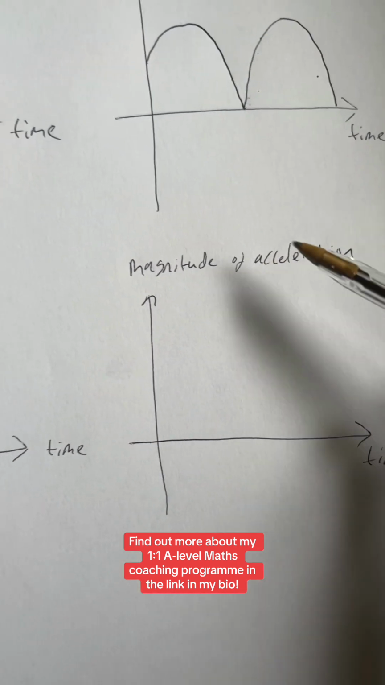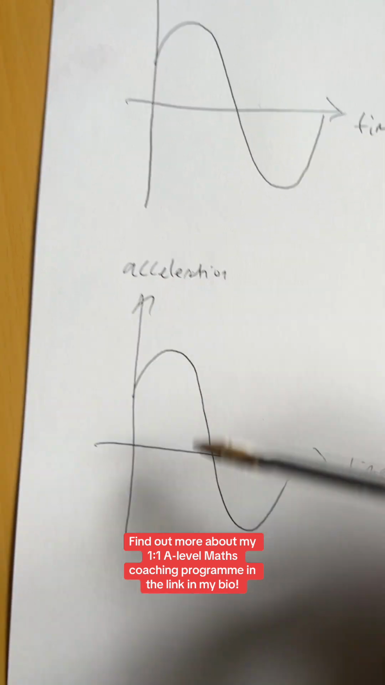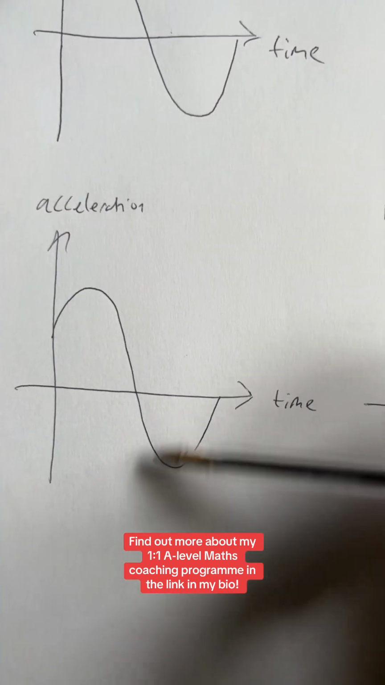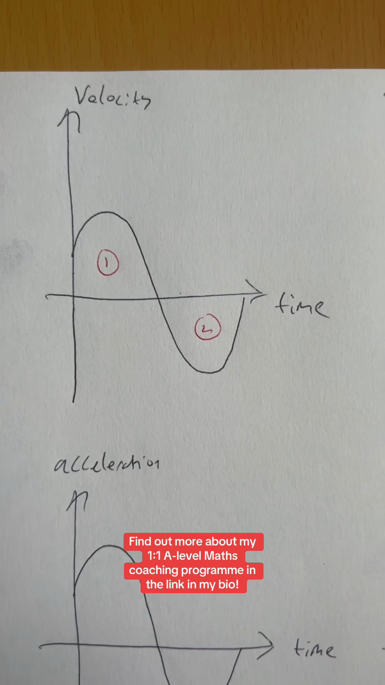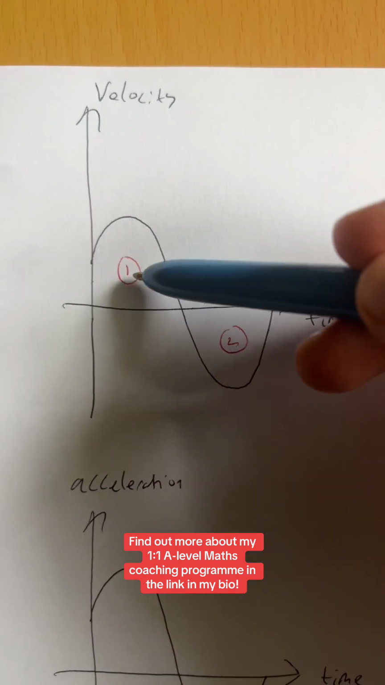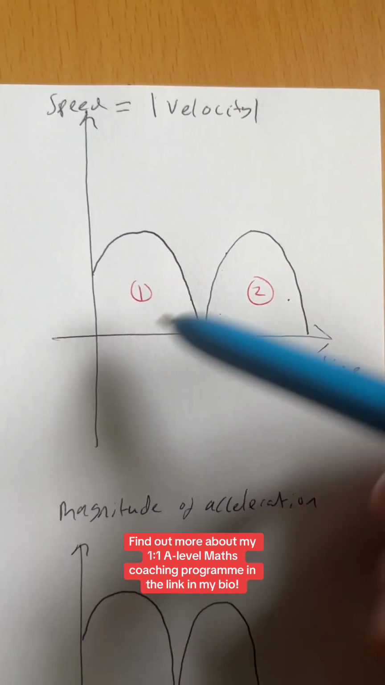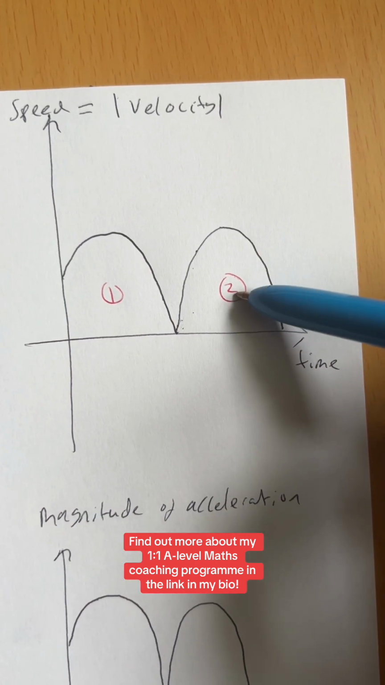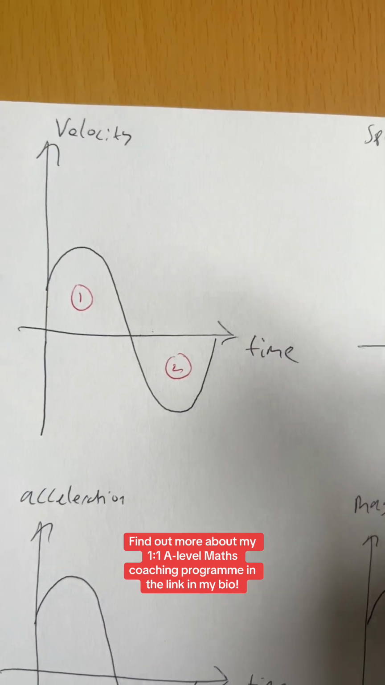Magnitude of acceleration is just the modulus of this here. So just reflect the negative part of this graph, so again with this one, something like this. Now what I'm going to do is pretend that this area 1 here is the same as this area 2 there. In other words, the area 1 there is equal to the area 2 there. They're both the same size. Let's just pretend the areas are the same.